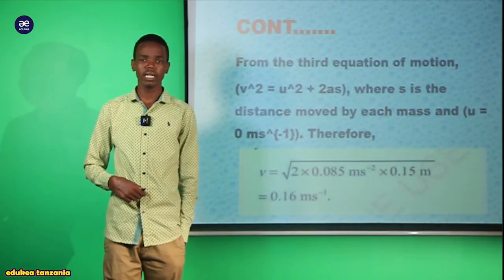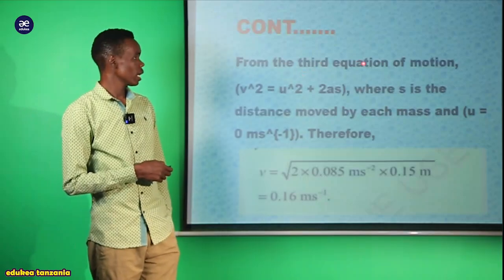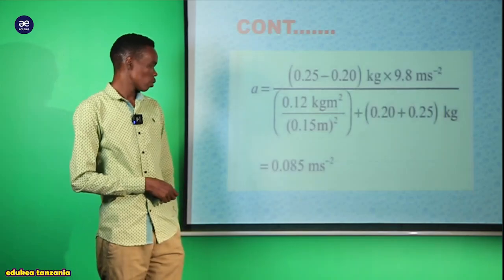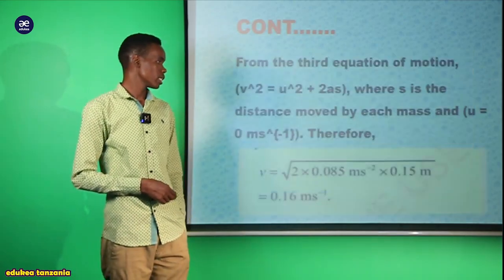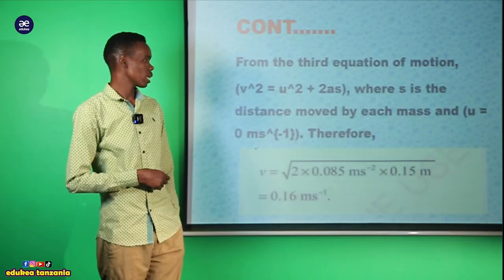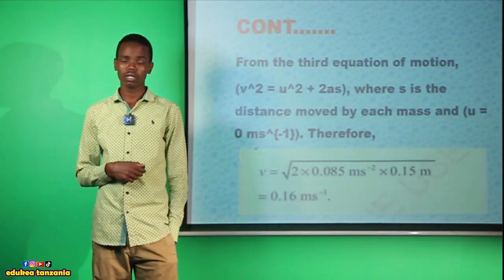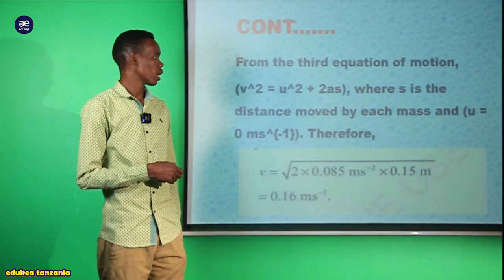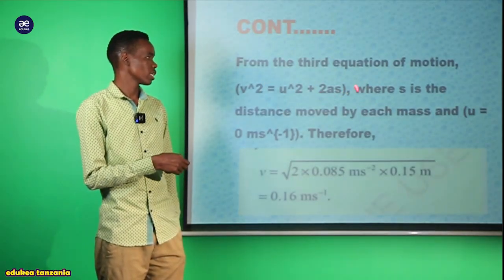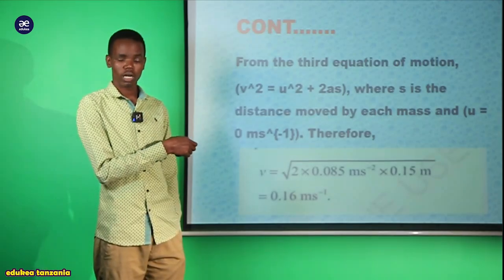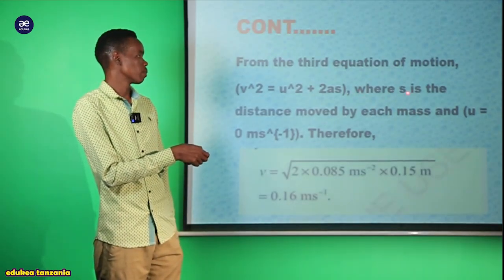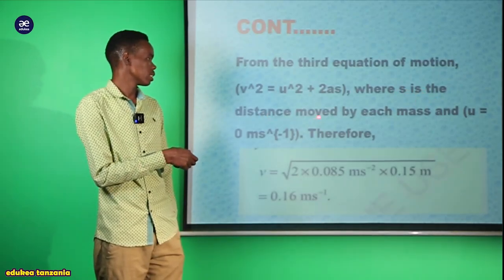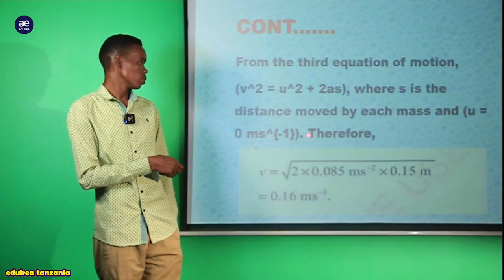After this one, my dear student, we can use the third equation of motion. Now after obtaining the acceleration, which is equal to 0.085 meter per second squared, we are supposed to recall the equation of motion which says that v square must be equal to u square, we add 2as. What we do here is recall this equation. If we recall, then we know that s is the distance. s is the distance moved by each particle, and u is equal to 0.